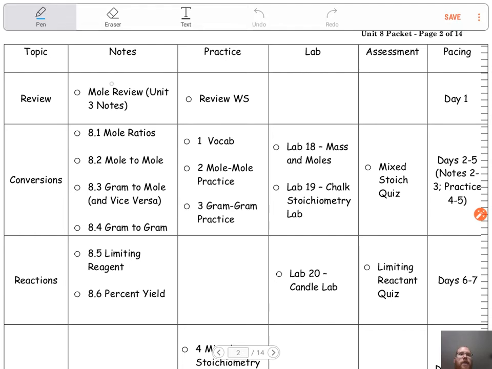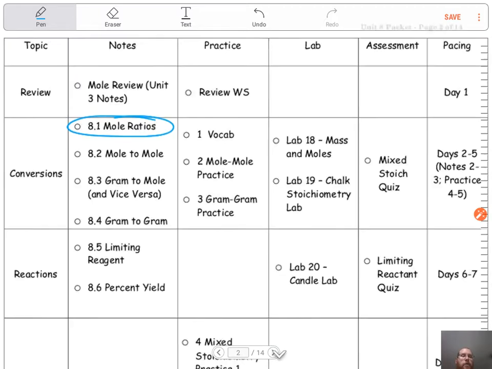You guys should have already done the review worksheet that's not only dealing with just Unit 3, but it's Unit 3 and it's Unit 5, 6, and 7 as well. So it's kind of putting all of that together. This is note video 8.1, dealing with mole ratios.